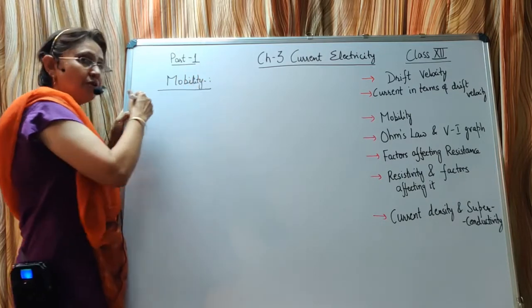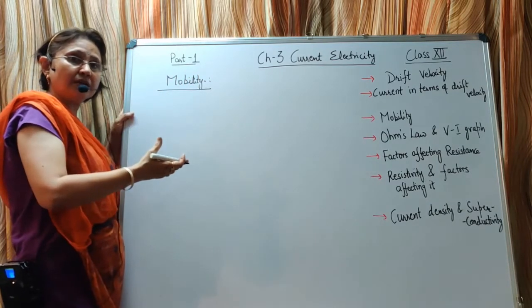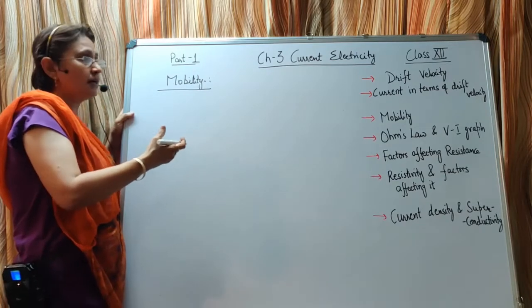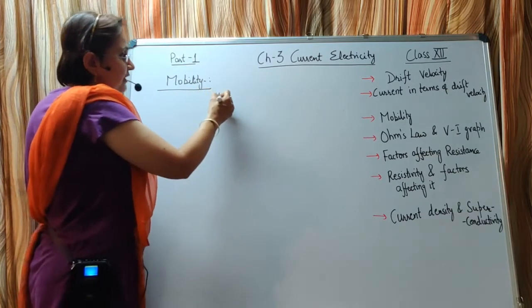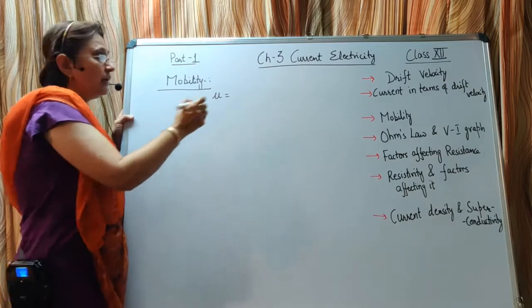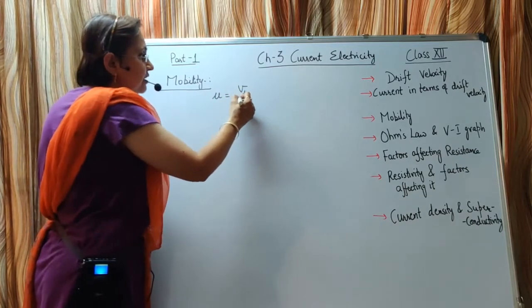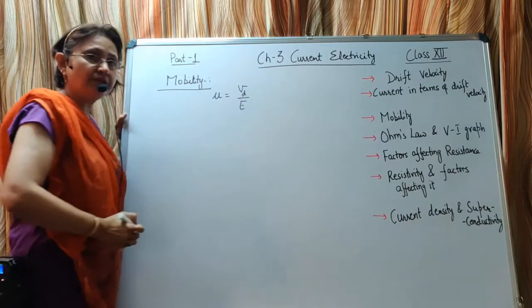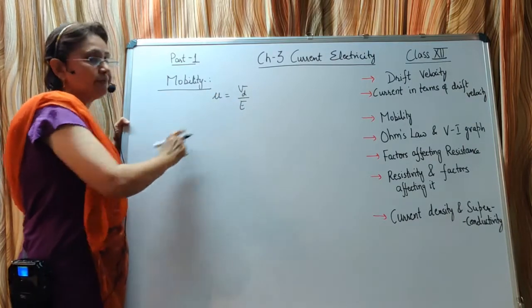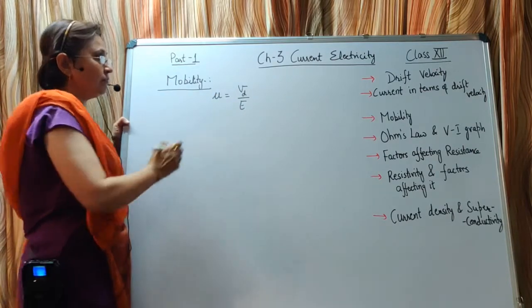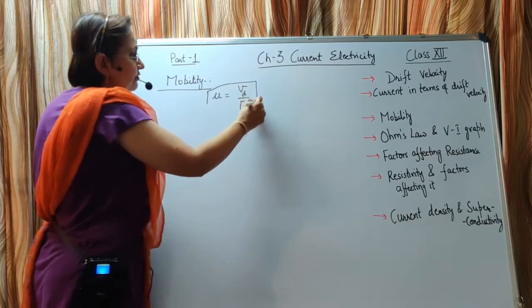Mobility is how mobile the electron is in the conductor, how freely it can move in the conductor. This mobility, represented by mu, is defined as drift velocity per unit electric field. The drift velocity per unit electric field is called the mobility. So this is the expression of mobility.